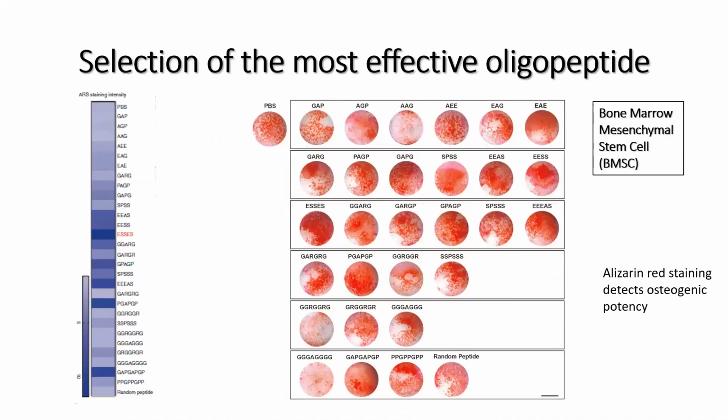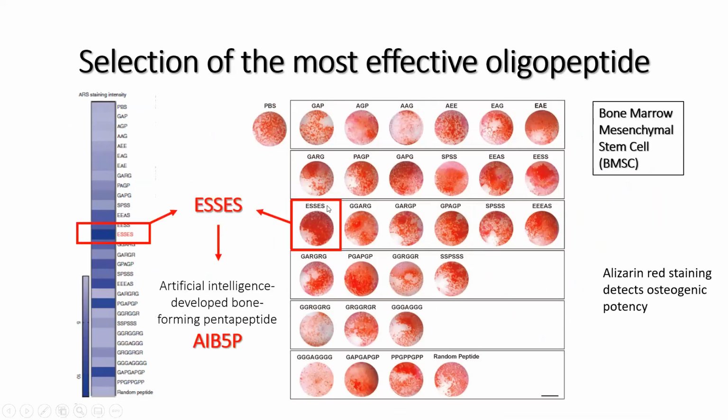So they then produced these peptides with some company and then tested them on bone marrow mesenchymal stem cells. The alizarin red showing the osteogenic potency of all of these different peptides led them to select the ESSES peptide for further experiments, which they named Artificial Intelligence Developed Bone Forming Pentapeptide, AIB5P.